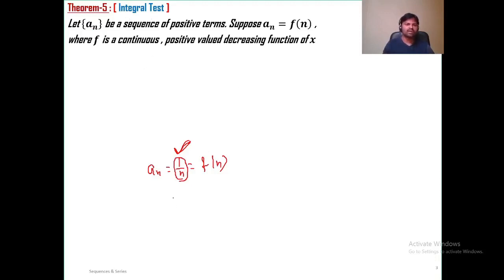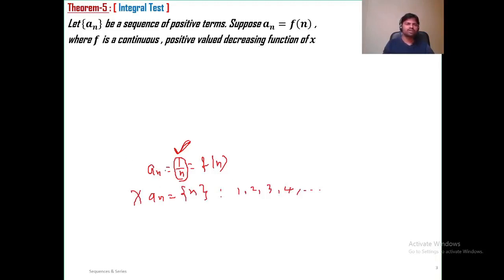For example, if I take a_n equals n, what are the terms now? 1, 2, 3, 4. It is an increasing sequence, right? Such things we should not take, because what I want to take is a decreasing function. F is a decreasing function.